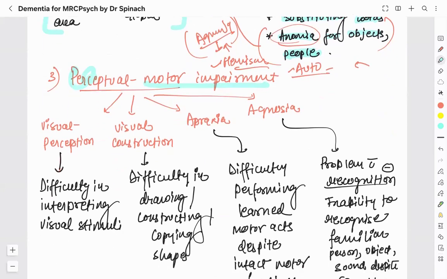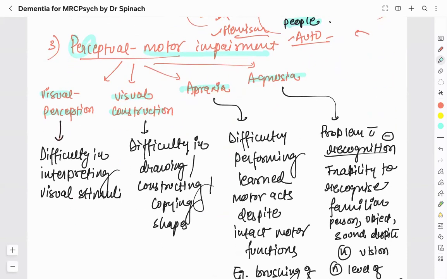So under perceptual and motor impairment, we have visual perception, visual construction, apraxia, and agnosia. In visual perception, there is difficulty in interpreting visual stimuli. In visual construction, the patient will have difficulty in drawing. So this is what I was saying, I was a little confused between apraxia and visual construction as well. This is also very overlapping.